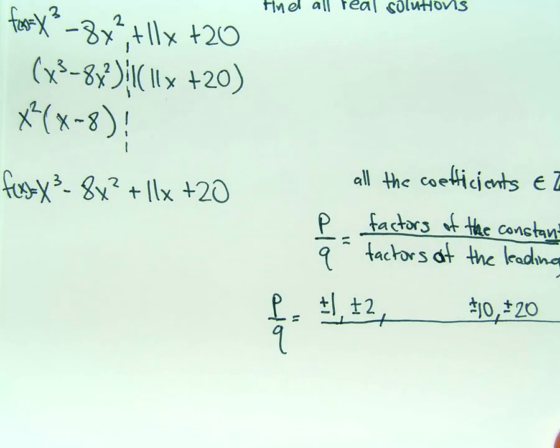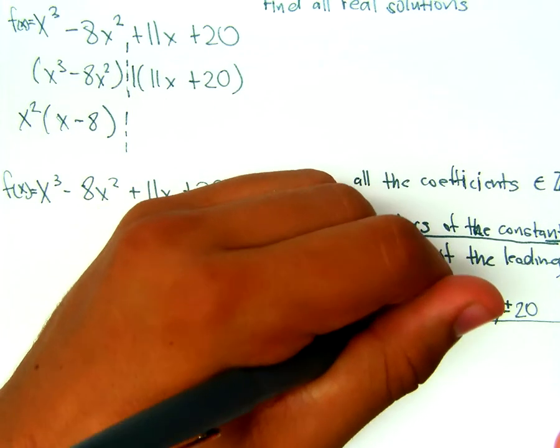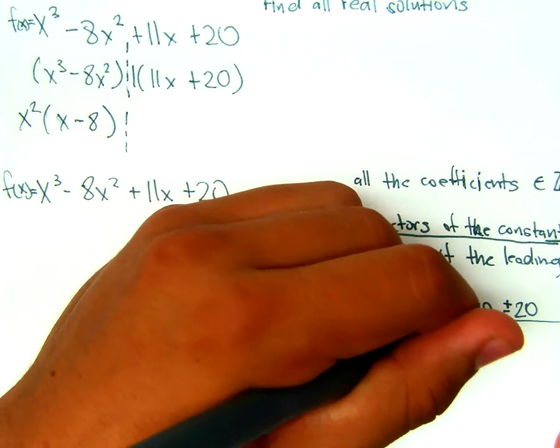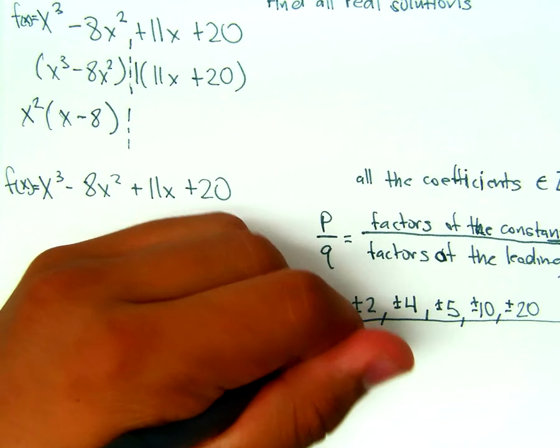It's 4. Yeah, so plus or minus 4. And then we know 4 goes with 5. And then those are our factors. Okay? Those are our factors of our constant. So now we want to find the factors of Q. So we said Q was 1, so what are the factors of 1? 1. So we have plus or minus 1. Okay?